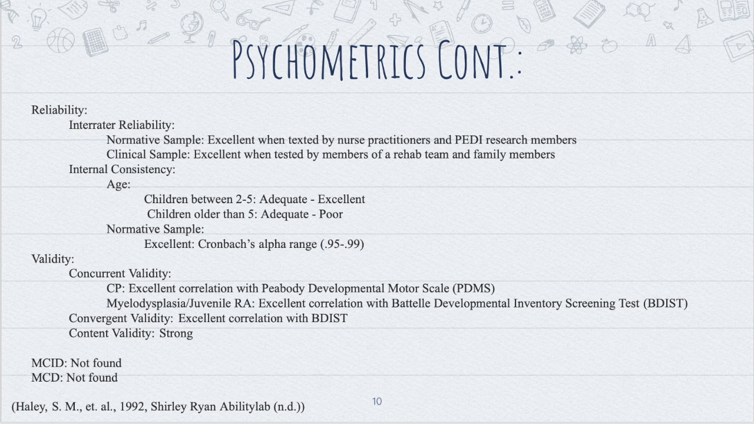Concurrent validity among the CP population was excellent, with the Peabody Developmental Motor Scale. With myelodysplasia or juvenile RA, there was an excellent correlation with the Battelle Developmental Inventory Screening Test. Convergent validity was excellent, and content validity was strong. Unfortunately, I was unable to find the MCID or the MDC, but this may be due to the fact that children are unable to determine whether or not they're developmentally delayed.